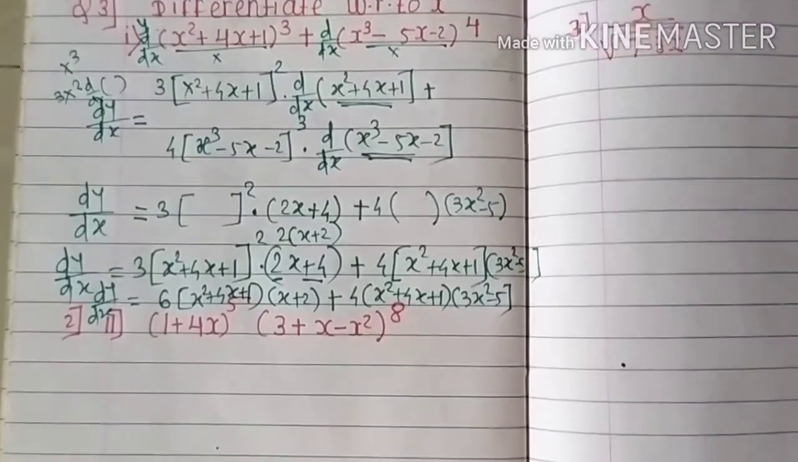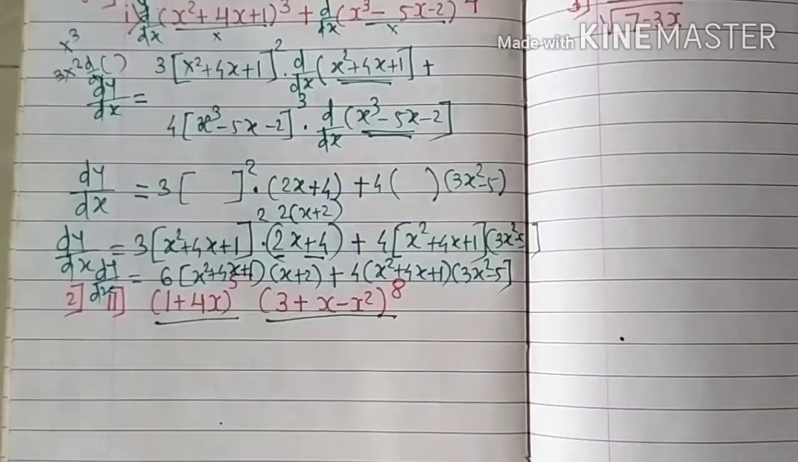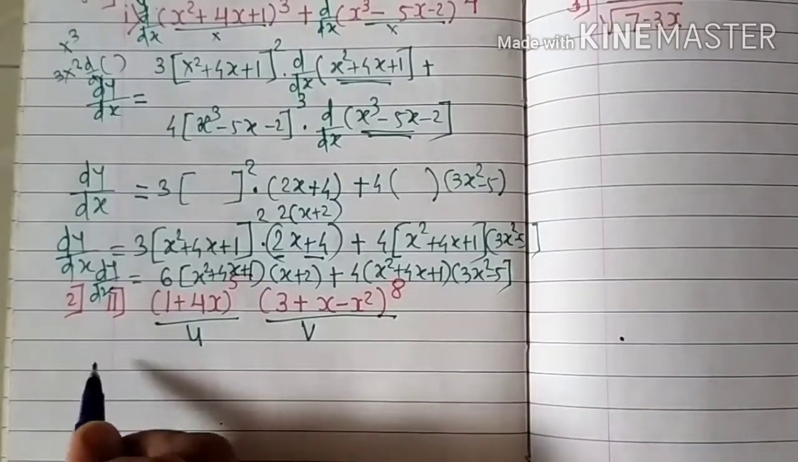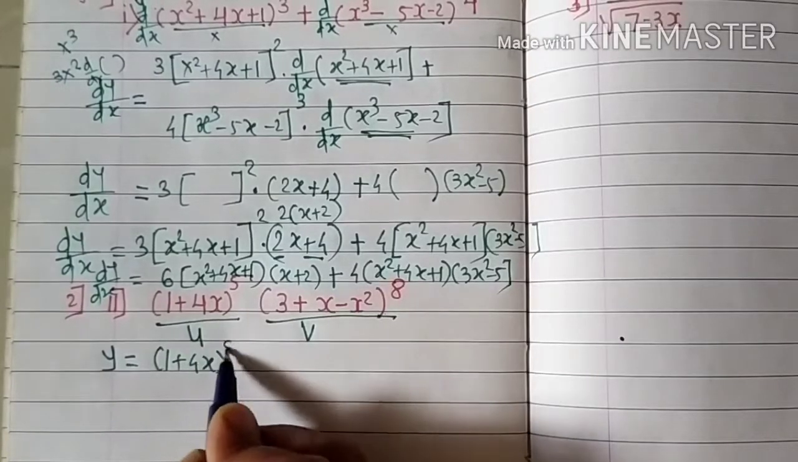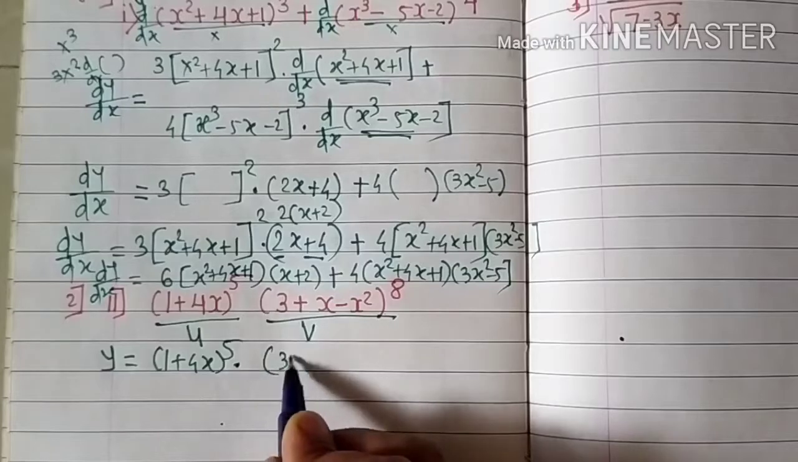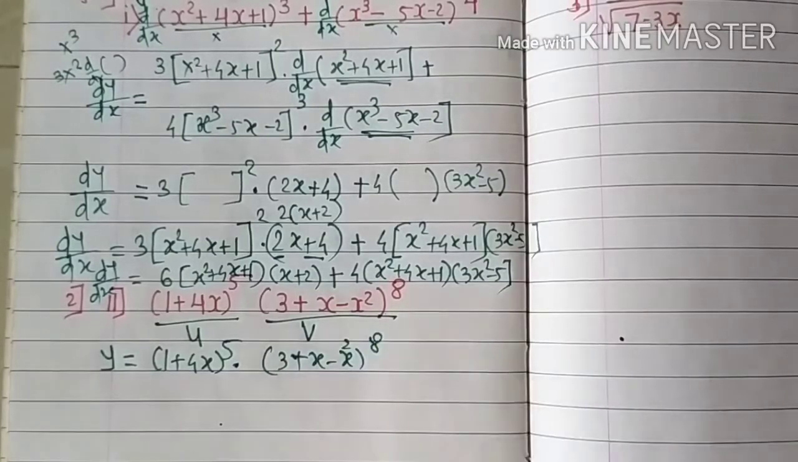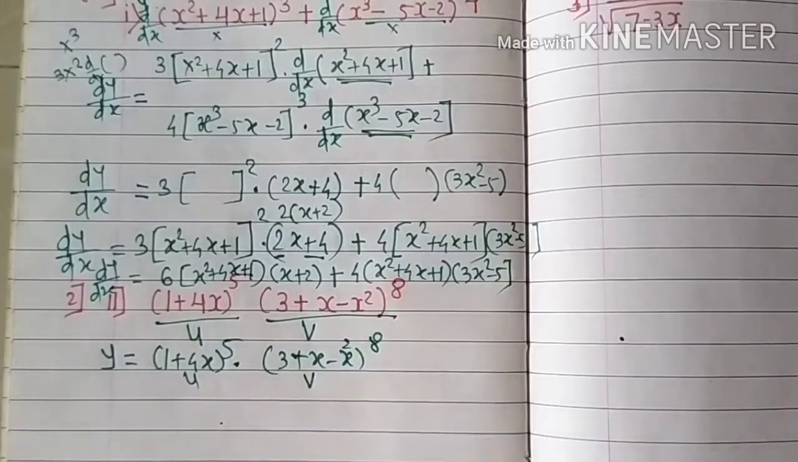Then for the second example, here is a product term. We have already studied the rules of differentiation. This is the u function and this is the v function. Here y is equal to what is given: (1 plus 4x) raised to power 5 into second (3 plus x minus x square) raised to power 8. Here also there is a composite function as well as a product of two functions. This is our u function, this is our v function.